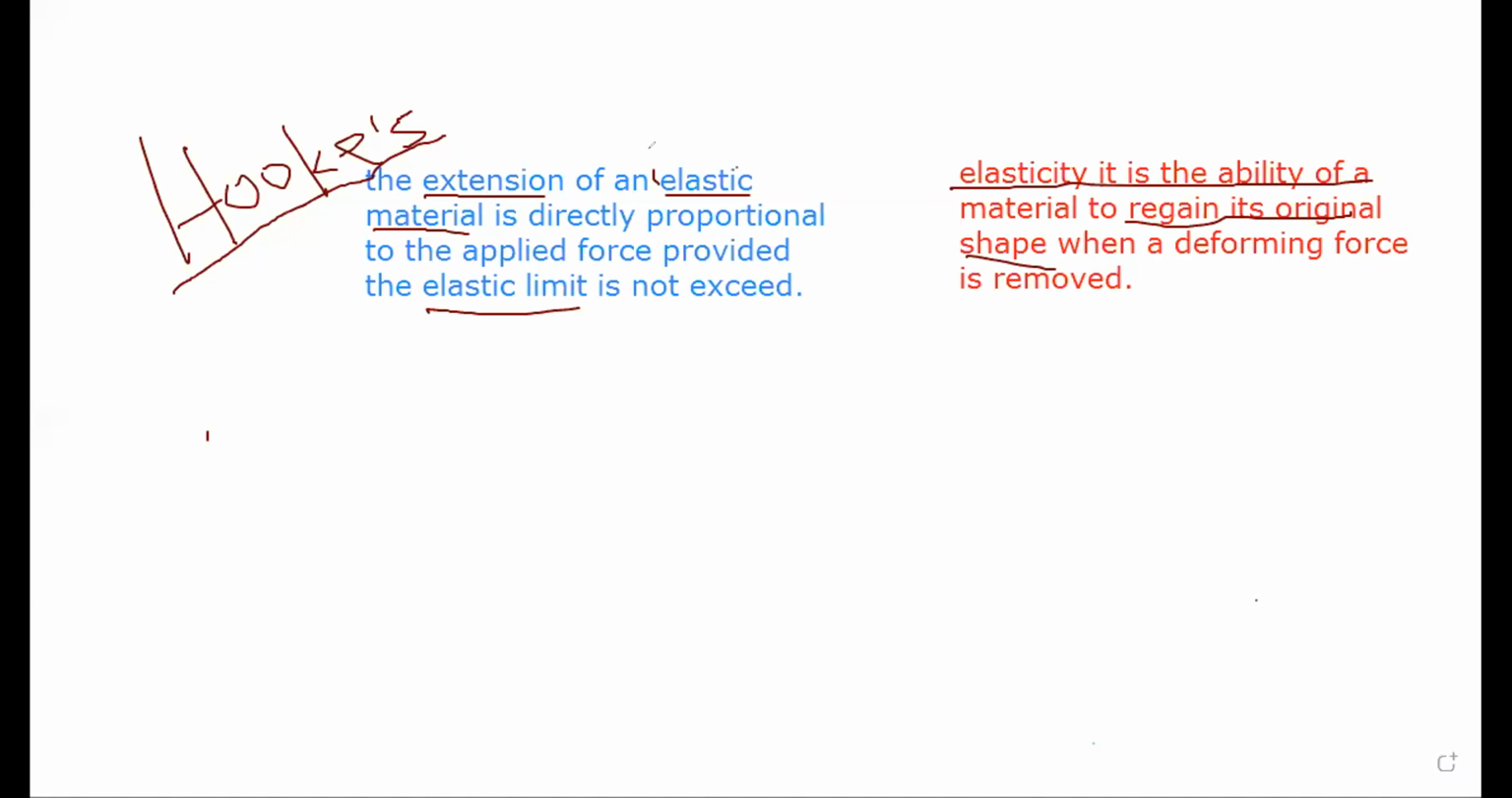Knowing that our elastic material is a material that stretches, but then when you remove the stretching force, it comes back, the shape of that material comes back to its original shape. Now, extension, what does it mean? If this is our material, the one I'm drawing here, for example, a spring, like that.